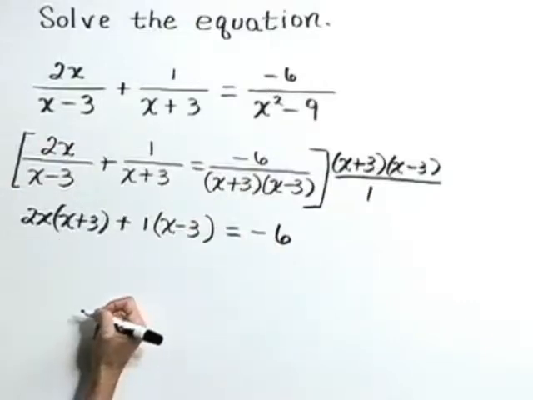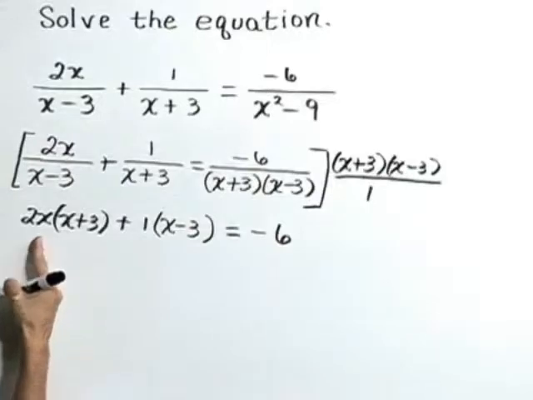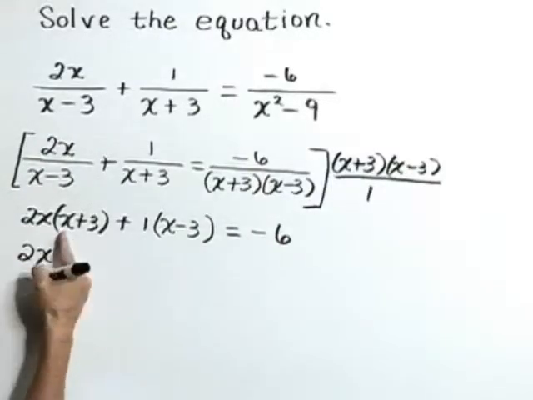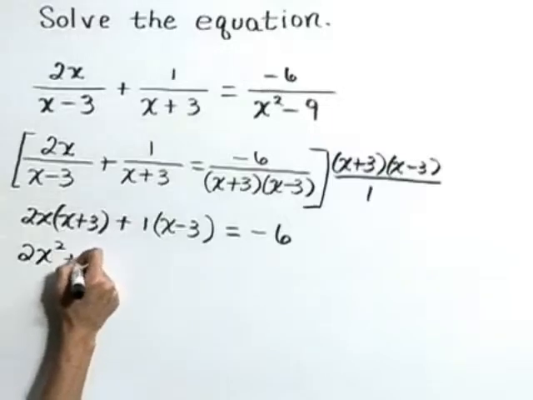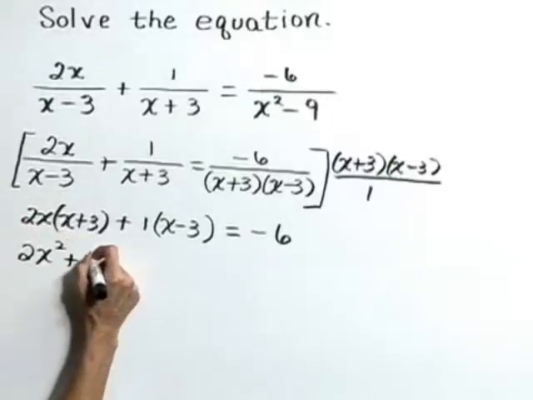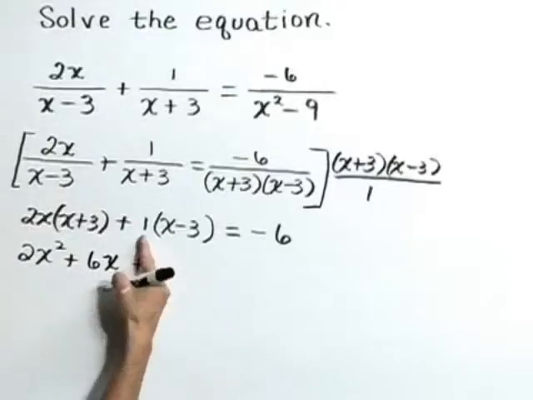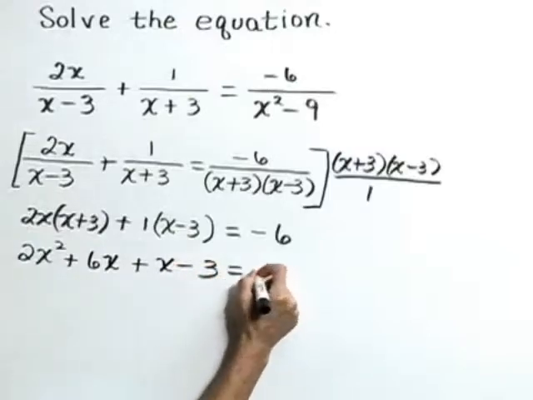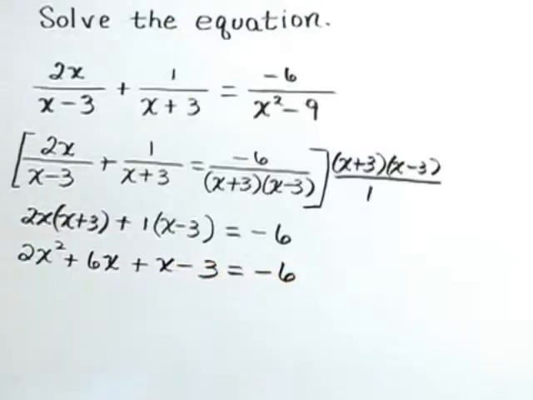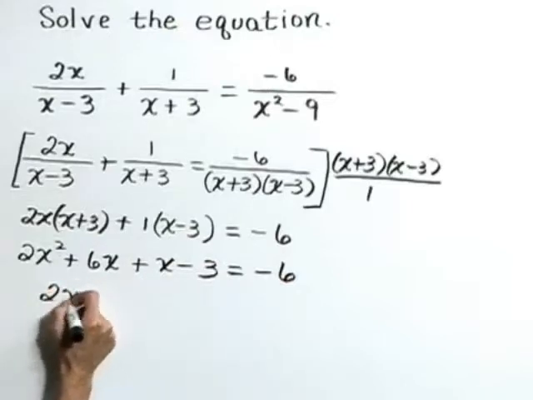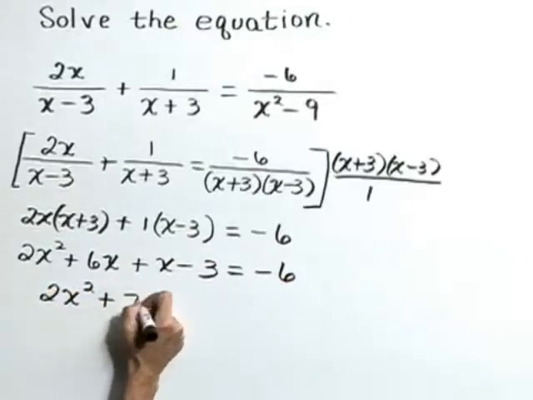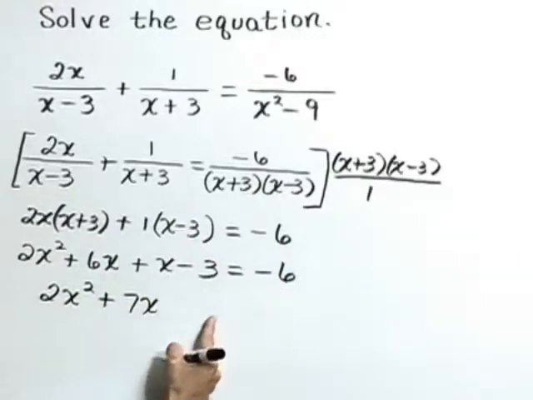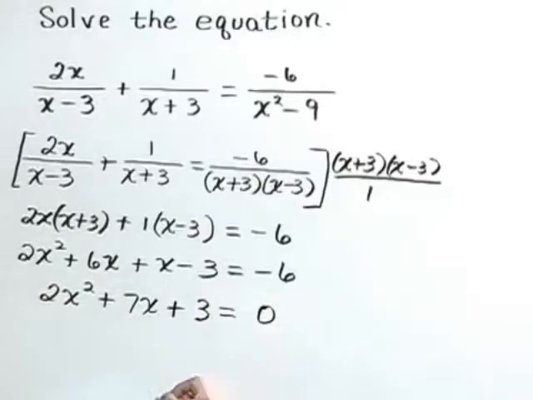Now let's solve the resulting equation. Let's clean up the left side by multiplying. 2x times x gives 2x squared, plus 2x times 3 is 6x. Multiplying 1 through this parenthesis gives a plus x and a minus 3. That's equal to a negative 6. Combining like terms, on the left we have 2x squared plus 7x. And let's bring this 6 over as well, adding 6 to both sides. Negative 3 plus that 6 is a positive 3.